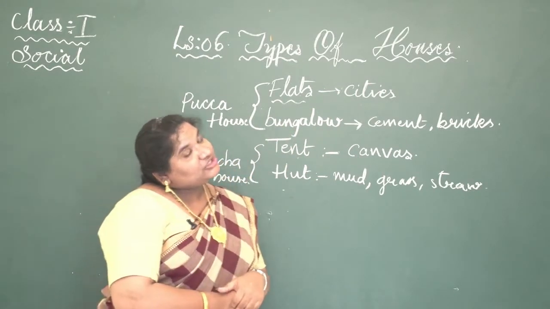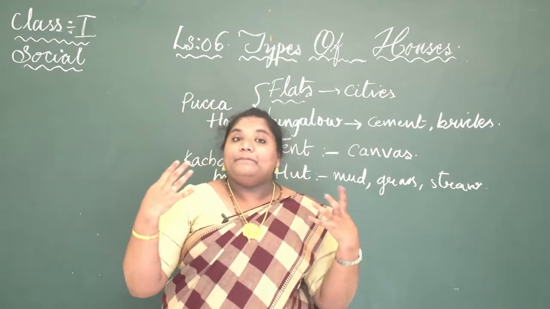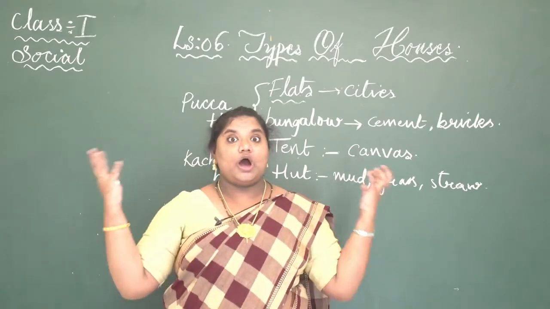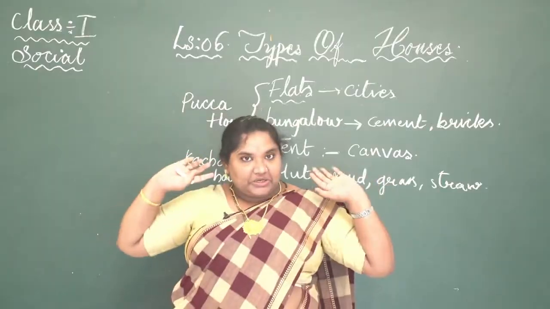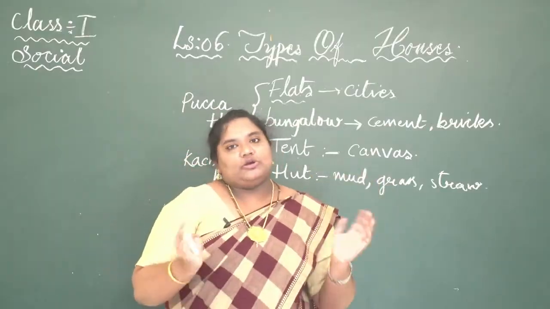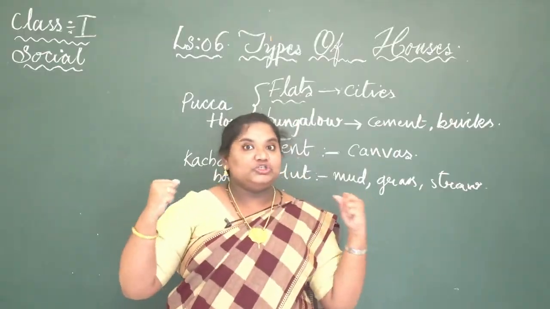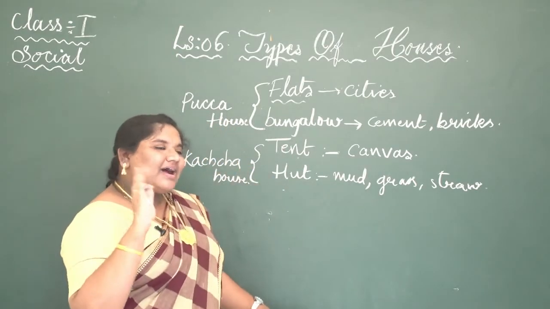Why are they very strong? We use materials like cement, brick, wood and iron to build the house. So they are very strong. Even if you try to break them or try to move them across, they cannot move or fall down. They are very strong. So that is why they are called pakka houses.